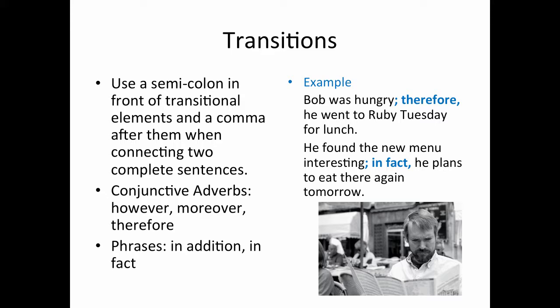If we took these apart and made them four separate sentences, it would look a bit like this. Bob was hungry, period. Therefore, comma, he went to Ruby Tuesday for lunch. He found the new menu interesting, period. In fact, comma, he plans to eat there again tomorrow. Notice how either way, whether we're using the periods or the semicolons, therefore and in fact have to have the commas after them. So really, this rule applies across the board. The only thing that's being changed is using semicolons instead of periods.